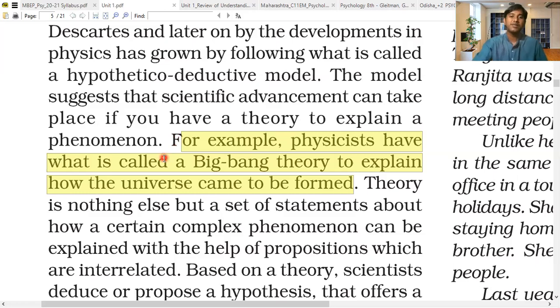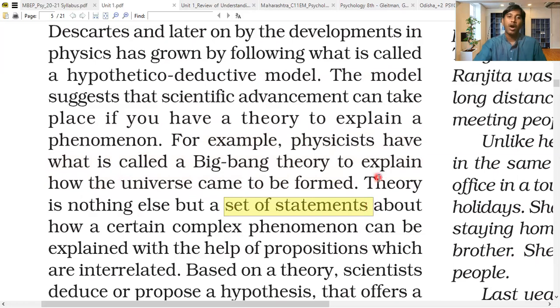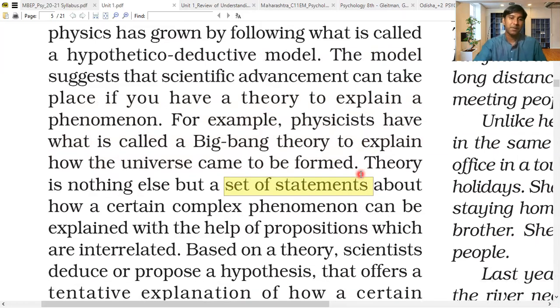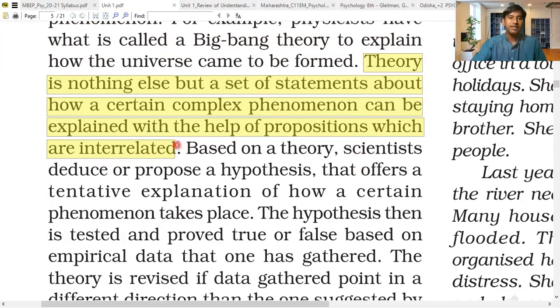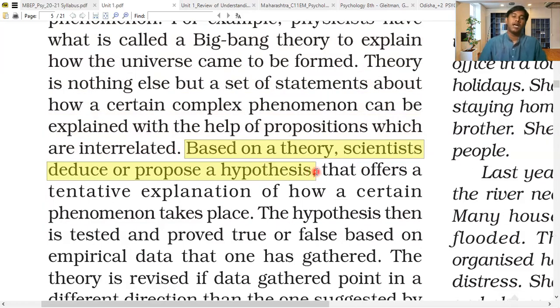A theory is nothing else but a set of statements about how a certain complex phenomenon can be explained with the help of propositions which are interrelated. As I said, in the Big Bang theory there are a lot of concepts involved: human evolution, universal evolution, solar system formation, and how life has formed. There is a set of propositions. A theory is very simple if the statements are very clear. If not, it will be really difficult, and that particular research or theory will also fail. Based on a theory, scientists deduce or propose a hypothesis.